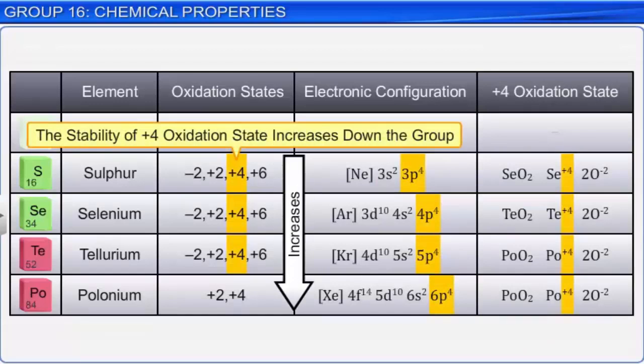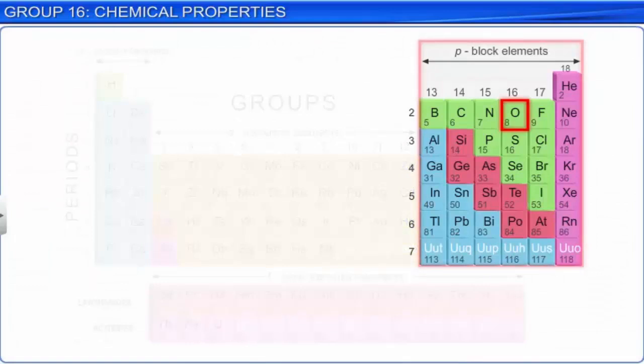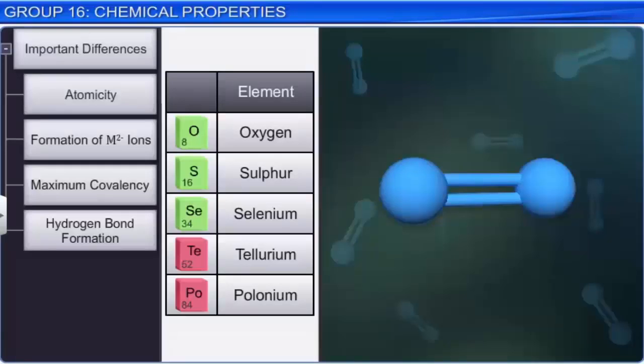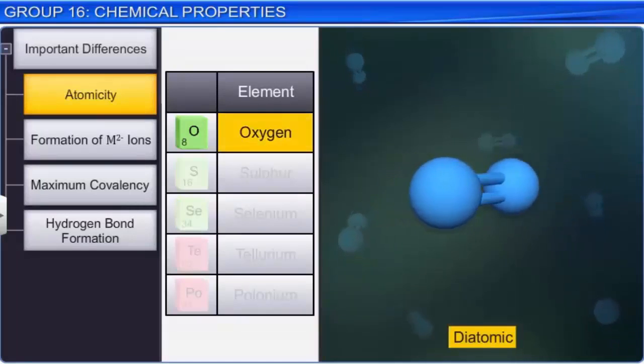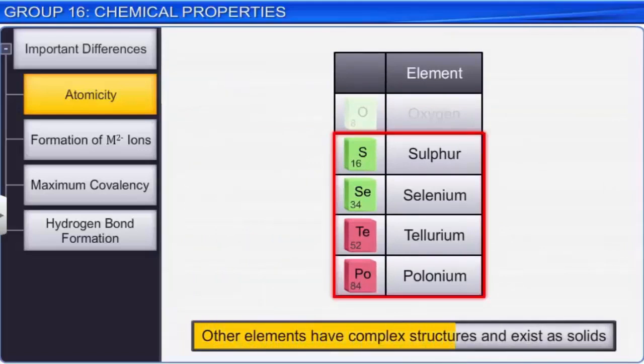Oxygen, like the other p-block elements present in the second period, differs considerably from the rest of the elements in its group. These differences are due to its small size and high electronegativity, and the absence of d orbitals in the valence shell of the atom. The important differences are: atomicity. Oxygen is diatomic and gaseous, while the other elements have complex structures and hence exist as solids.